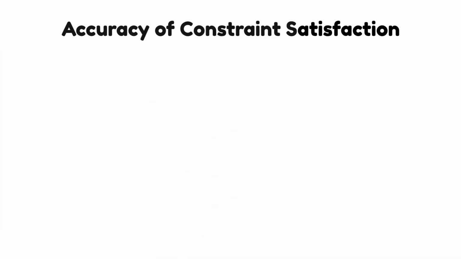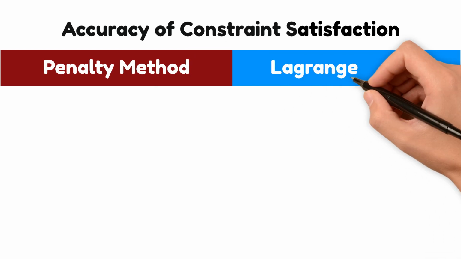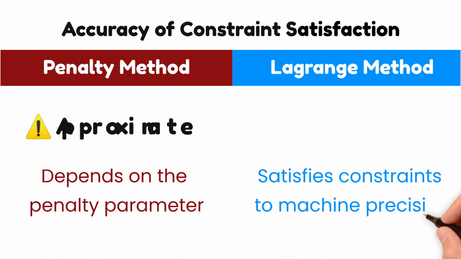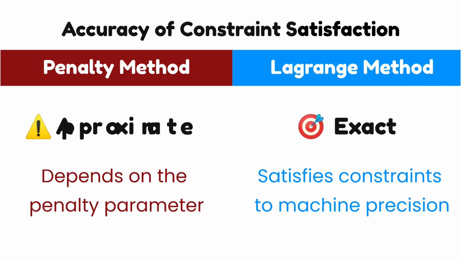Similar to the core philosophy, when it comes to the constraint accuracy, the penalty method is approximate. How close you get depends on the penalty parameter you choose. If you choose too low, it's inaccurate, and if you choose too high, it might cause numerical problems. The Lagrange method, however, is exact. It satisfies the constraints to machine precision.